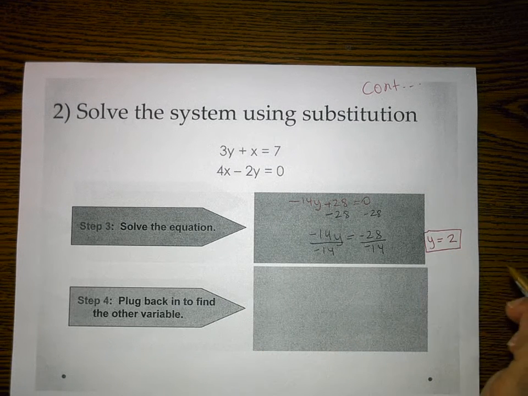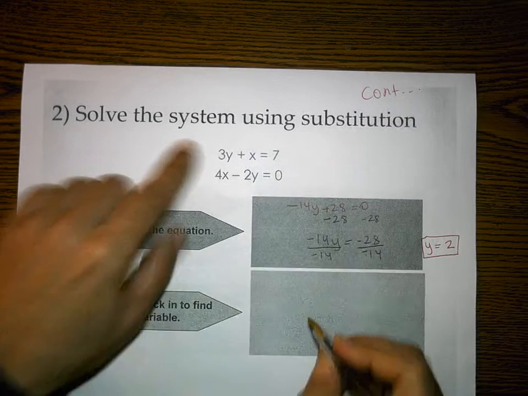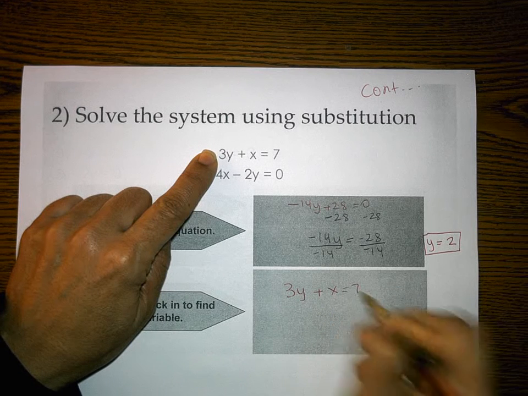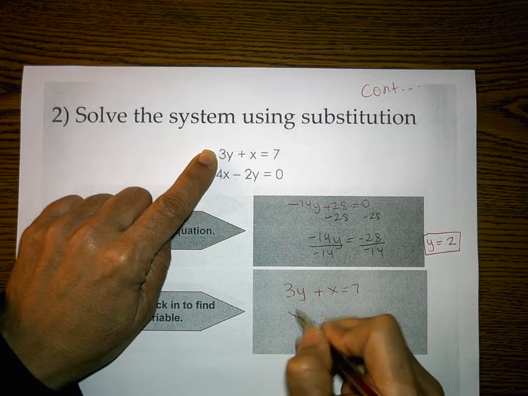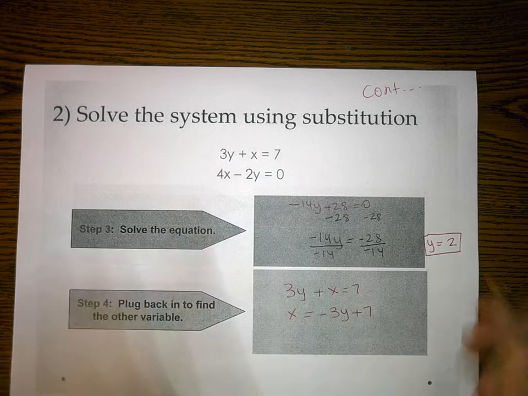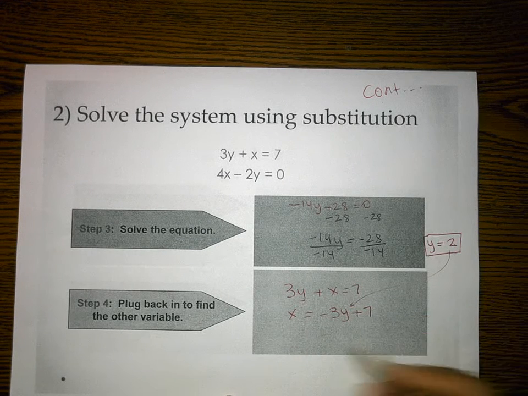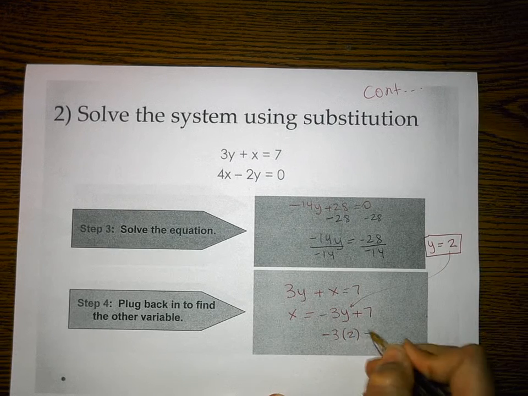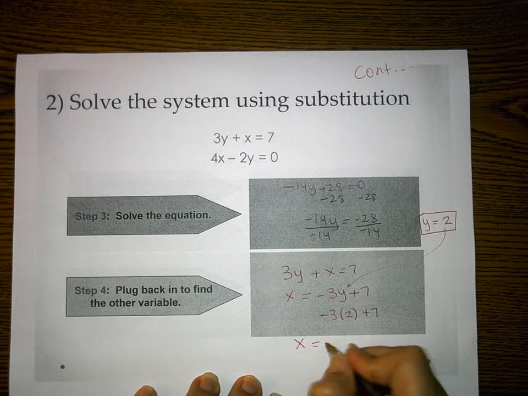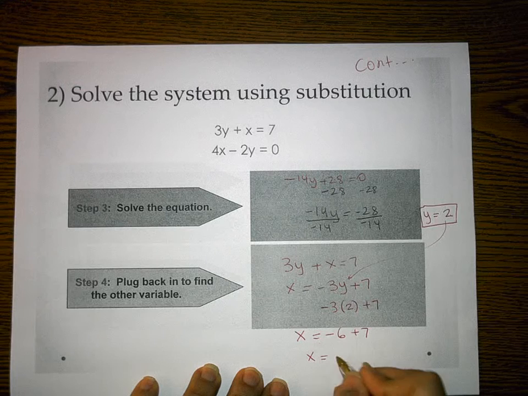Now that I know that y equals 2, plug it in to find the other variable. Okay? Go back to your equation. It used to be 3y plus x equals 7. But remember, we isolated and we got x equals negative 3y plus 7. Now I just need to plug y equals 2 back in here. So negative 3 times 2 plus 7. So x equals negative 3 times 2, which is negative 6, plus 7.